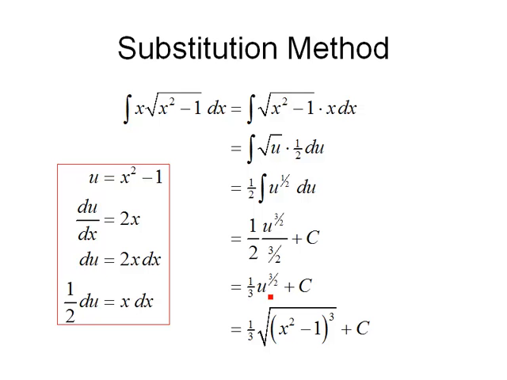So when I put the u back in, since it's to the 3/2, that's the same as the square root of a third power. So we get 1/3 square root of the quantity x squared minus 1 cubed plus c. Remember, the square root is a 1/2 power, and when you cube that, that's what gives us the 3/2.